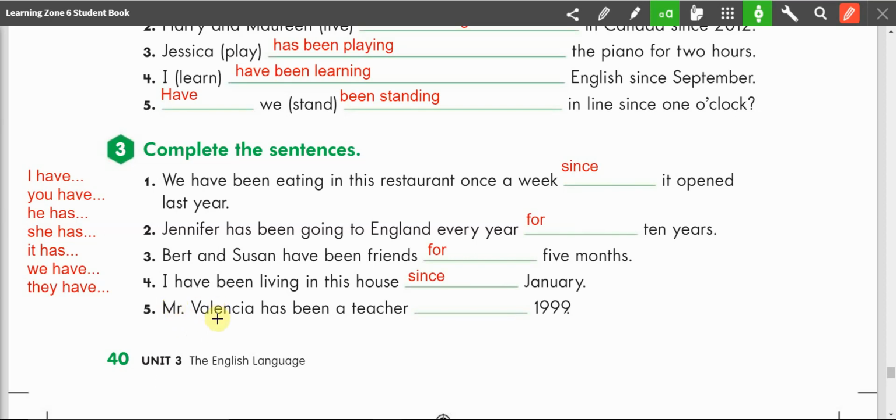And Mr. Valencia has been a teacher blank 1999. Is this a point in time or is this a quantity? It is a point in time, so we need to use since. All right, there you go. That is the grammar lesson.